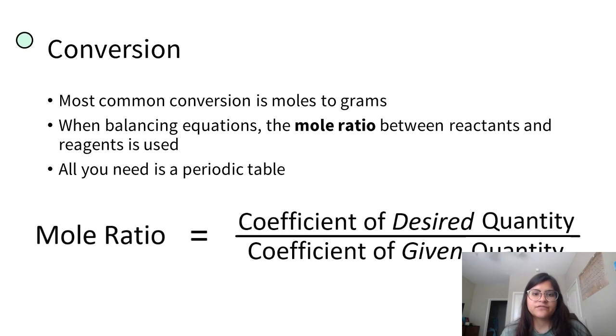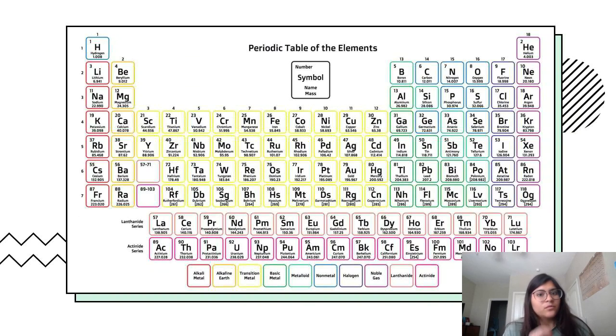The most common conversion is moles to grams. When balancing equations, the mole ratio between reactants and reagents is used. All you really need is a periodic table. When you get your periodic table, make sure that you use the ones that have the mass at the very bottom. Not the number at the top left, but below the actual name.